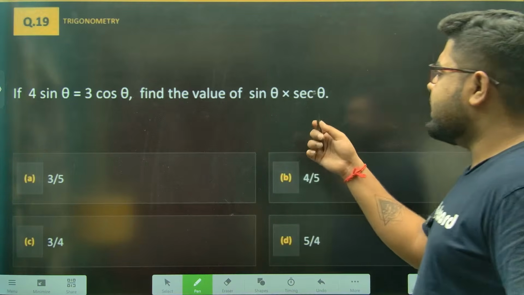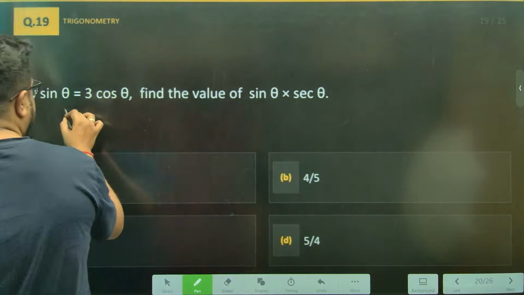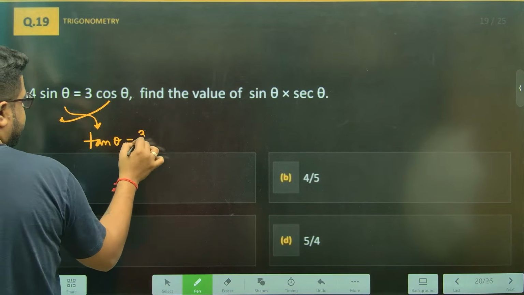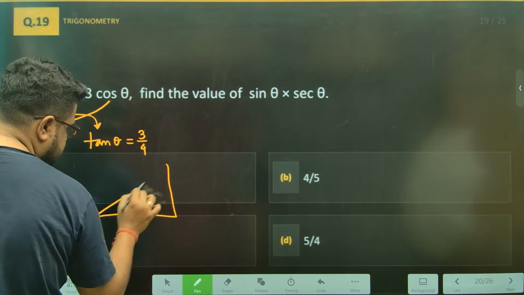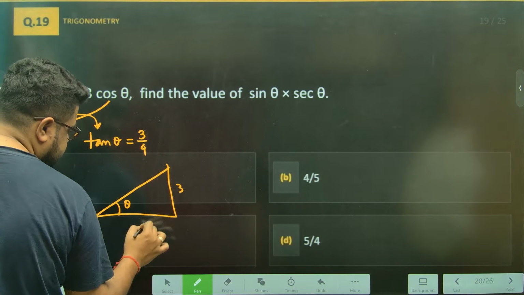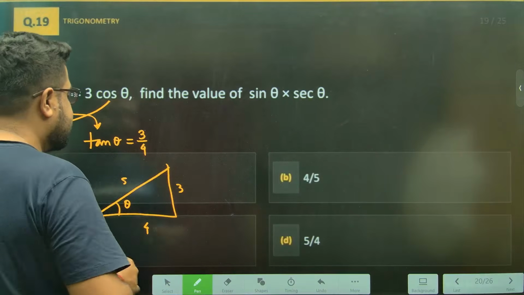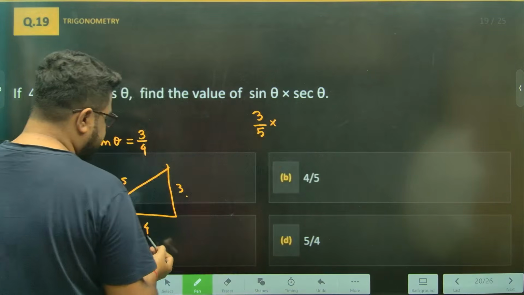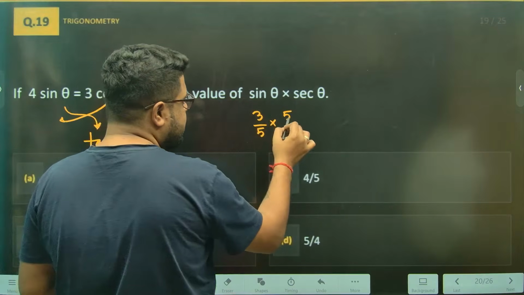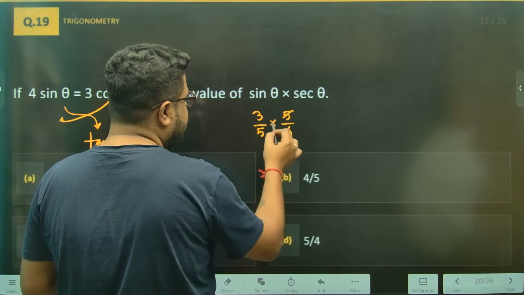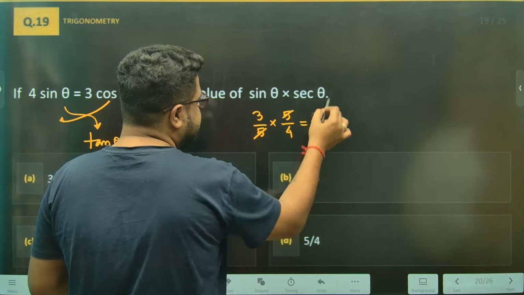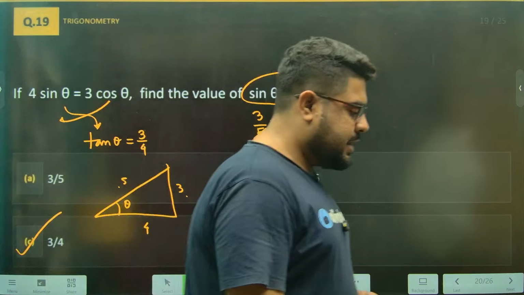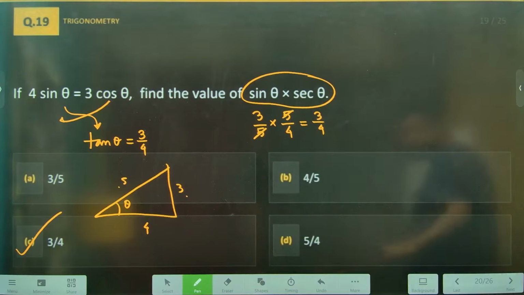Sir, 4 sine theta is this. So from here, tan theta I can easily find. It's a division. It is 3 by 4. Meaning, sir, for theta, this is 3, this is 4. This must be 5. Sine theta will be 3 by 5, sir. Cos theta will be 4 by 5. So this will be 5 by 4, sir. Achha, I did not do this. I should have checked this. This is equal to tan theta only. So 3 by 4 is the correct answer, sir.